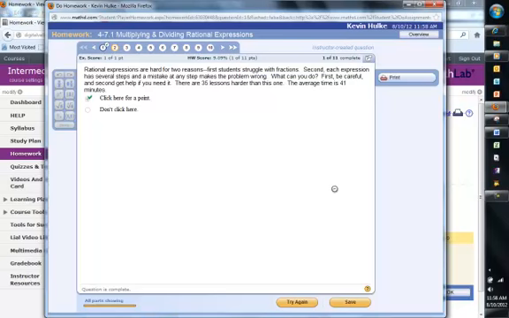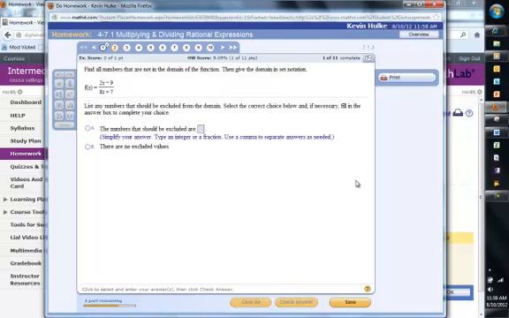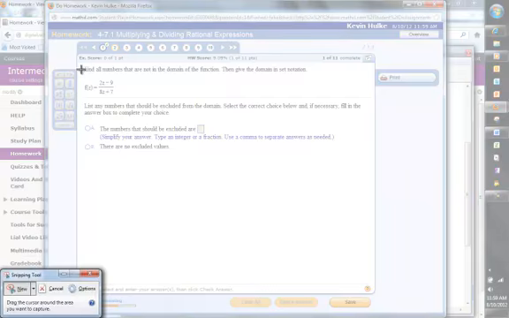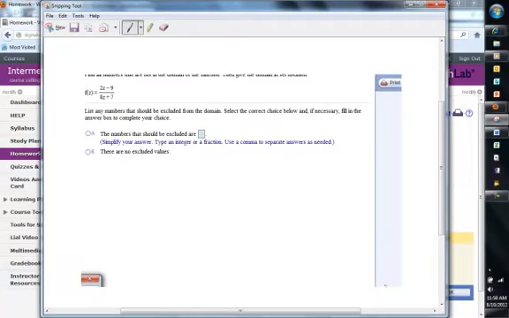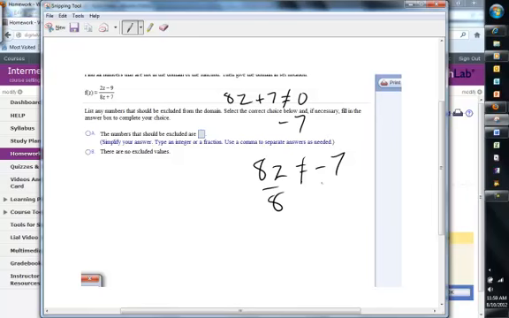All right, here we go. Find all the numbers that are not in the domain of the function. Remember that for this to be a true fraction, we need to have the denominator 8z plus 7 does not equal 0. Subtract 7 from each side. You have 8z does not equal negative 7. Divide both sides by 8. Z does not equal negative 7/8.